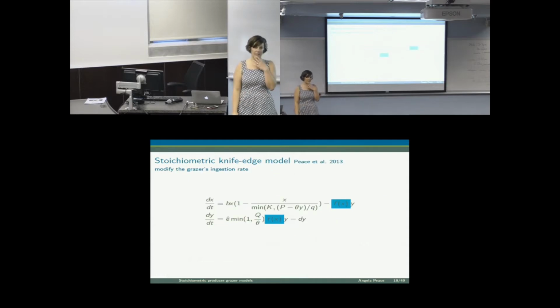Okay, so here's the LKE model. Now we're going to adapt it to incorporate the stoichiometric knife edge. Okay? So the first thing we're going to change is the feeding rate. Right? We want to put a cap on that for when the phosphorus content is too high in the food.